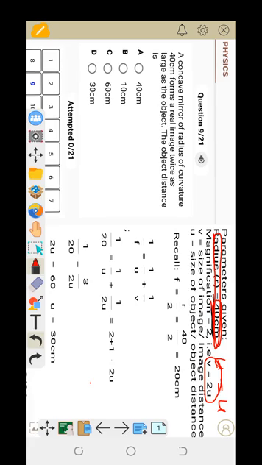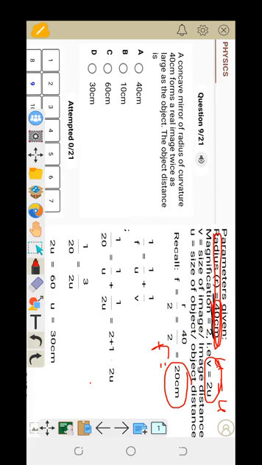Recall that radius of curvature is equal to twice the focal length. That means focal length is equal to radius of curvature over 2. Don't forget that we're not given the focal length, only the radius of curvature. So if we divide our radius of curvature, 40, by 2, we get our focal length to be 20 centimeter.